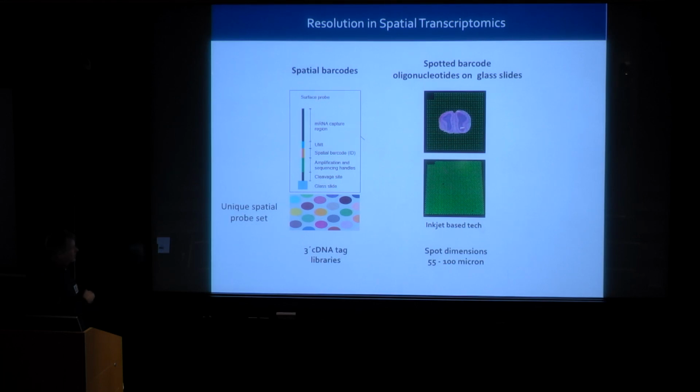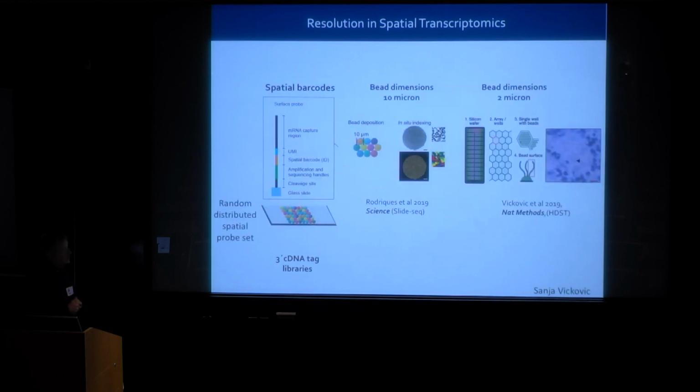And we have been developing these glass surfaces for some time, and the spot dimensions are going down. We started out with 100 micron spots, the upper image, but now it's gone down to 55 micron. Actually, 10x is providing 55 micron spots of genetic information. Recently there have been 2 publications that have tried to increase the resolution by using beads instead of a glass surface.